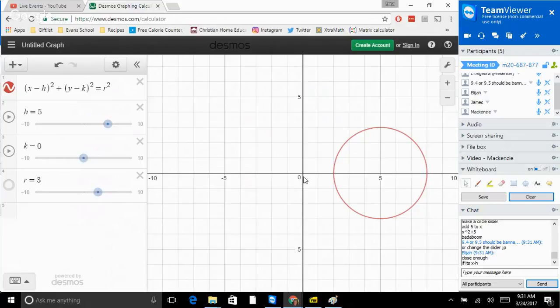So I need to translate my circle 5 points to the right.